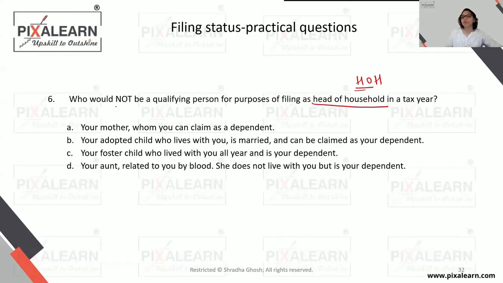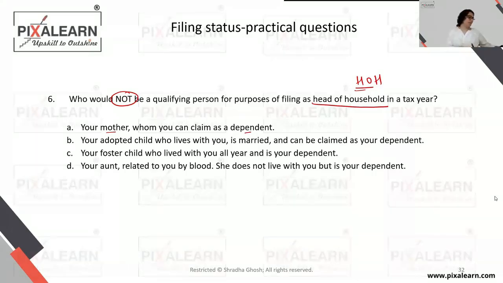So they are asking, who is a person who would not be a qualifying person for purposes of filing as head of household in a tax year? Your mother, whom you can claim as a dependent. So your mother can be claimed as a dependent in my return, right?